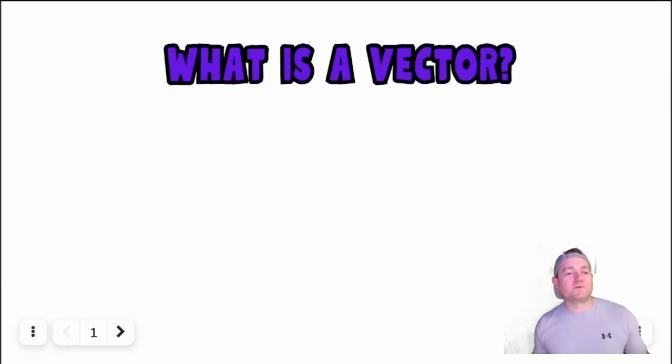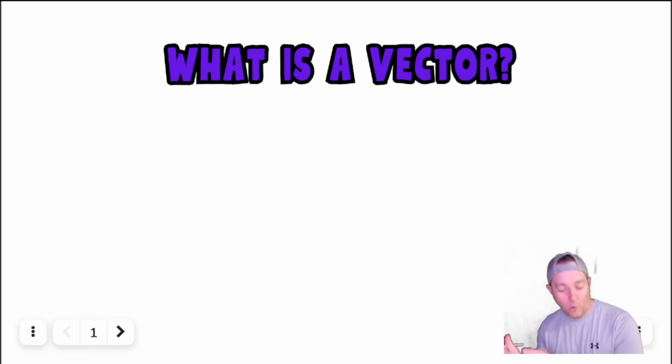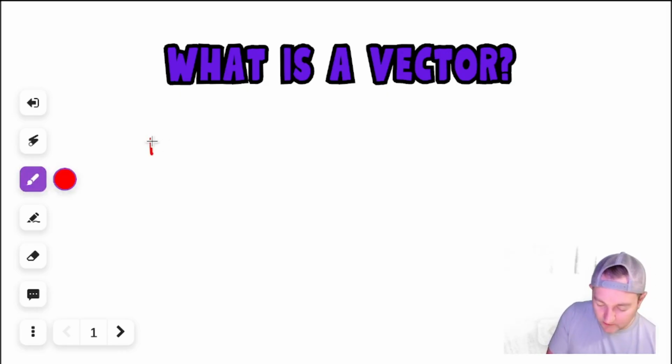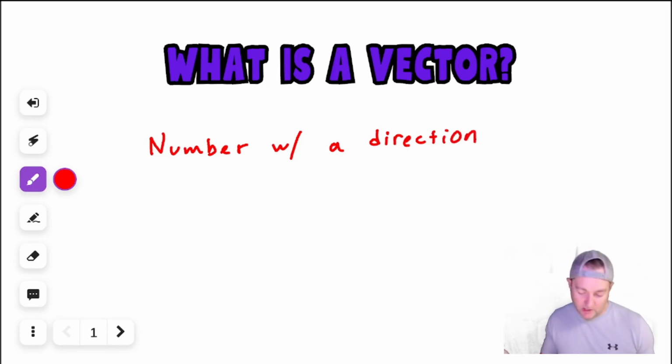All right, so the first thing we're going to talk about, guys, if we're going to do vector diagrams and solve problems involving vectors, we need to kind of know what a vector is. So a vector is essentially a number with a direction. How much and where. So I'm just going to write that note really quickly. So it's a number with a direction.